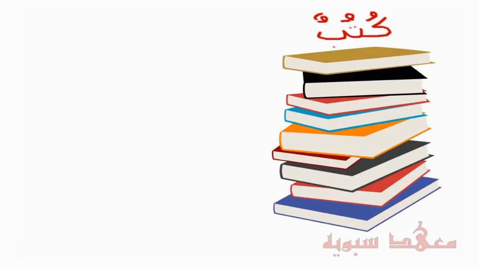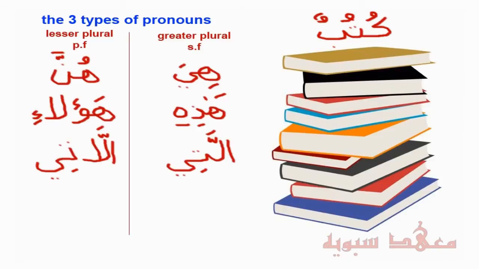Now we're going to discuss the greater plural and the lesser plural in a bit of detail. So the example we're going to use is kutub, books. And these books are on the desk. على المكتب. Okay, now let's have a look at this. So in front of us we have the 3 different types of pronouns, which are the normal pronouns, the ضمائر, هي and هن. We have the اسم إشارة, the demonstrative pronouns, هذه and هؤلاء, and the relative pronouns, التي and اللاتي, the ones that we're discussing at the moment.